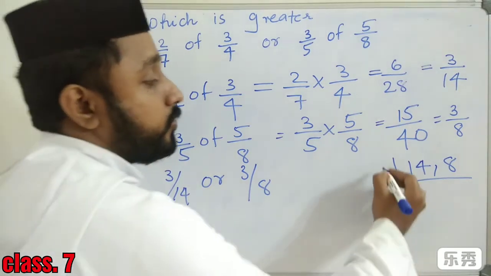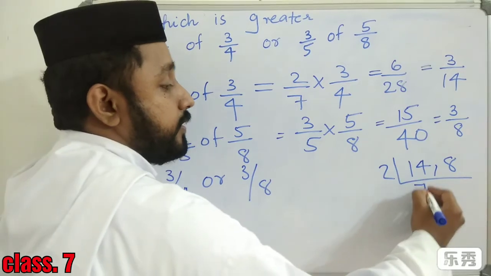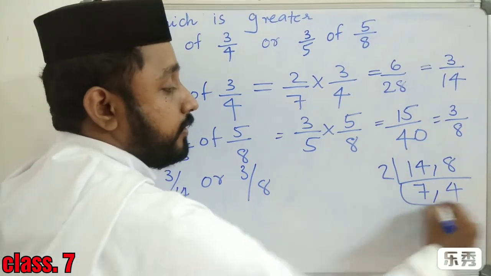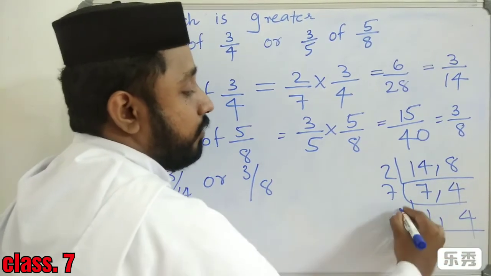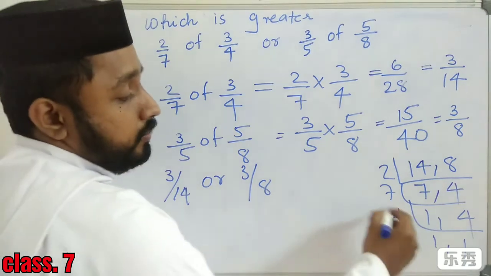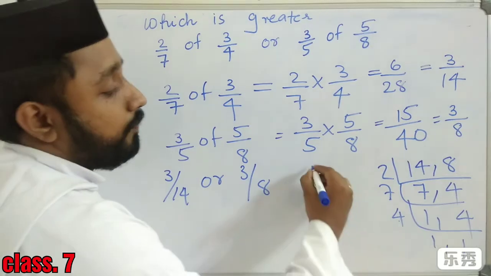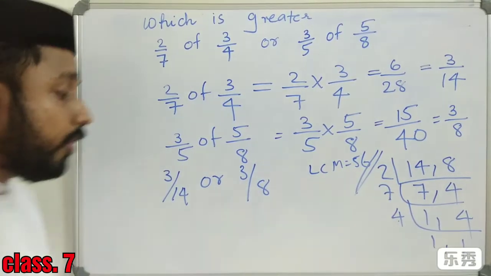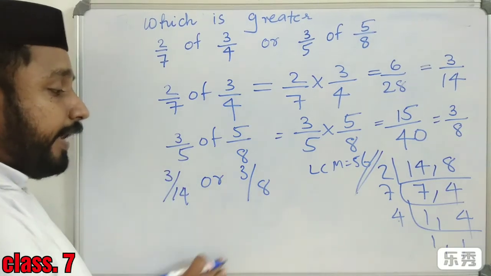Which is common? 2 is there. So we can cut with 2. So 2 means 7, 4. Again 7, 1, write the 4 itself. Again 4, 1, 1. So LCM is 4 into 7, 28, 28 into 2, 56. So LCM is 56. So we have two fractions, 3 by 14 and 3 by 8.